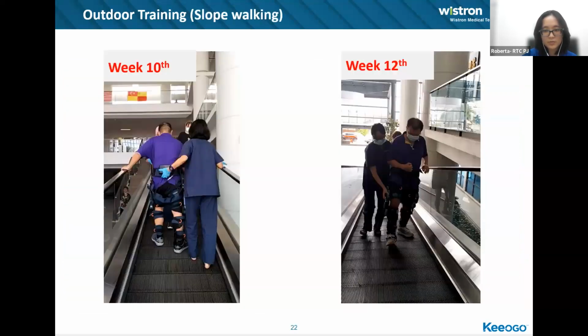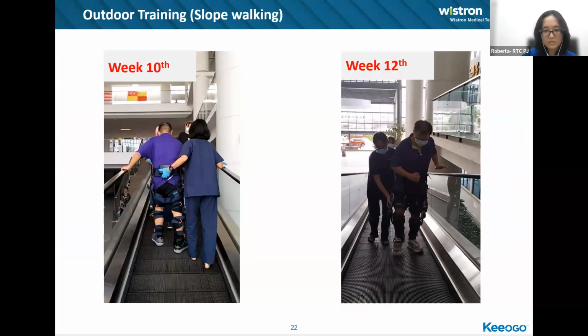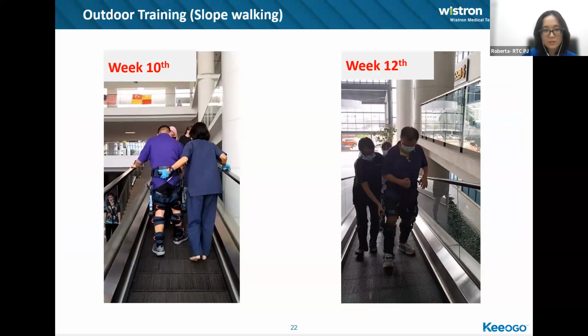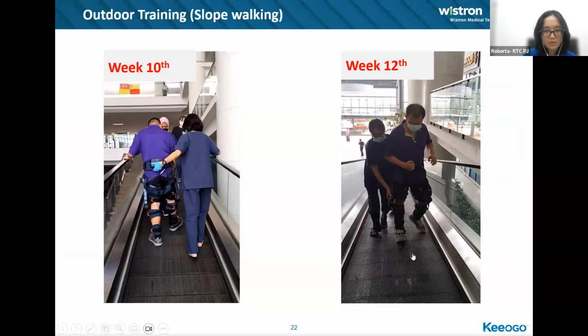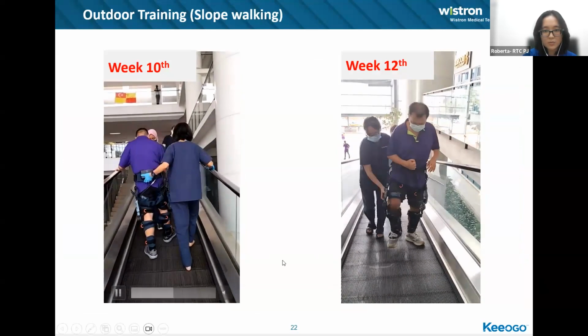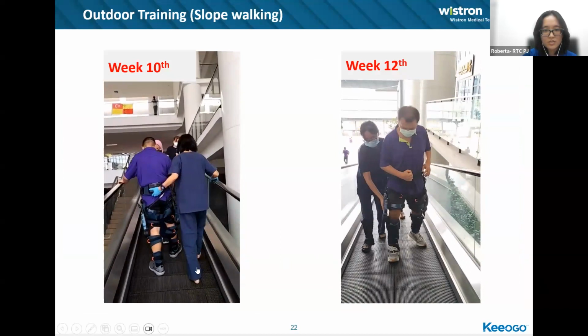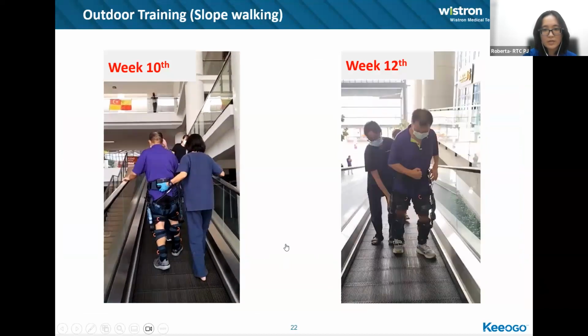Then we challenge him to walk on the escalator. But just to let you all know, this escalator is not moving. We are just challenging him to go up and down here.